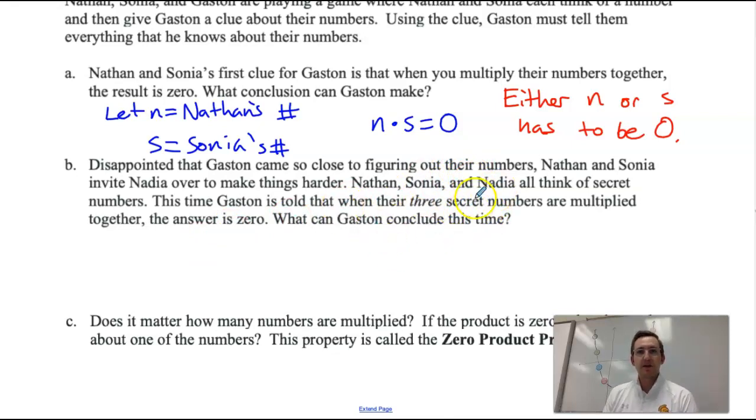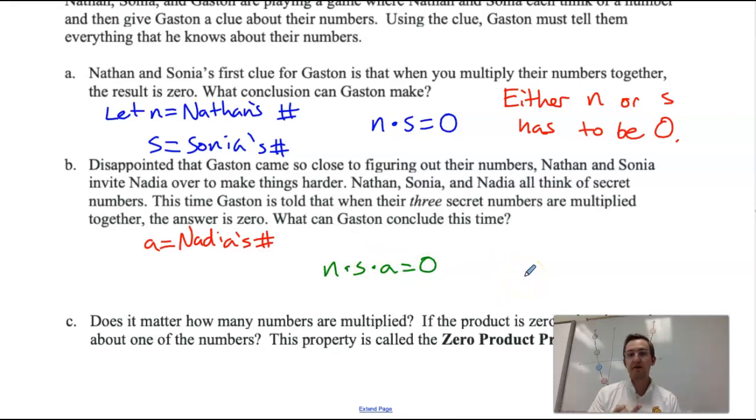So Nathan, Sonia, and Nadia all think of secret numbers. This time Gaston is told that when their three secret numbers are multiplied together, the answer is still 0. So I'm going to add one more variable. These two, n and s, are going to stay the same. We'll say that a is Nadia's number this time, because we already have an n. So for part B, we're saying that n times s times a is equal to 0.